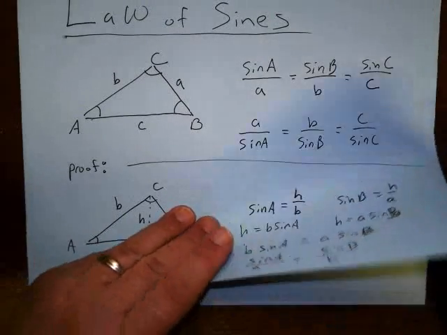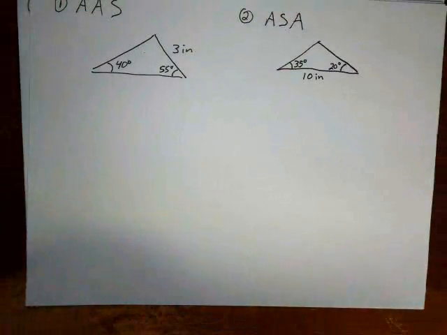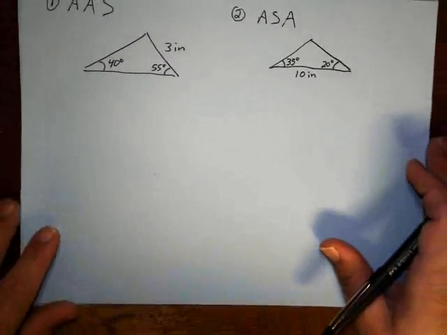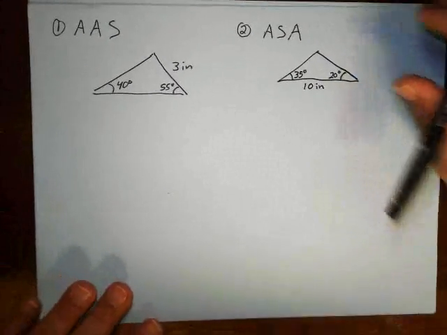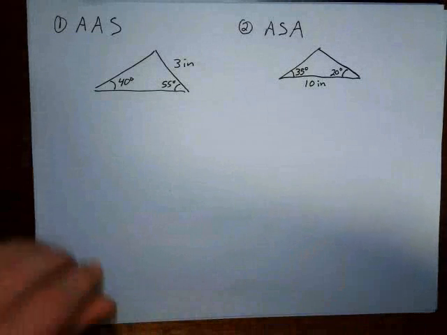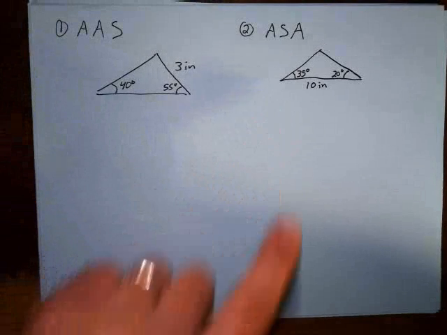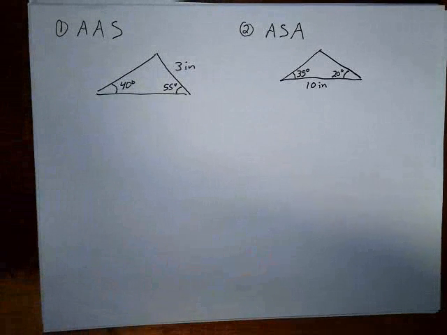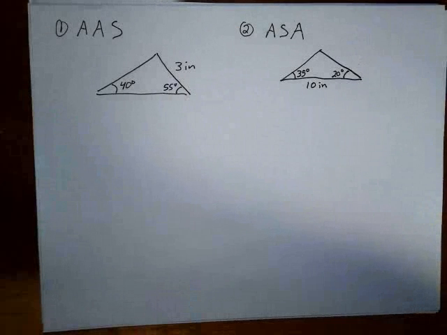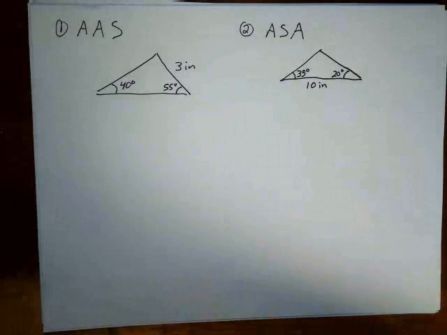Okay, so let's actually use it to solve some triangles and see how it can be used. These are the ones that I had at the very beginning. This is the one for AAS and ASA, and these are the two cases that are not ambiguous. I'm going to solve these, and then I'm going to make a whole other video to show you what's going on in the ambiguous case.